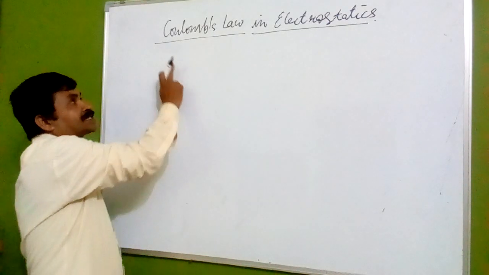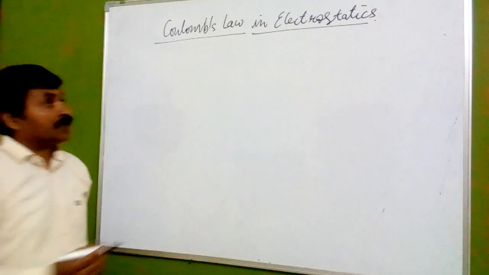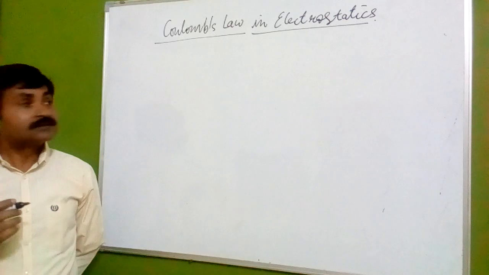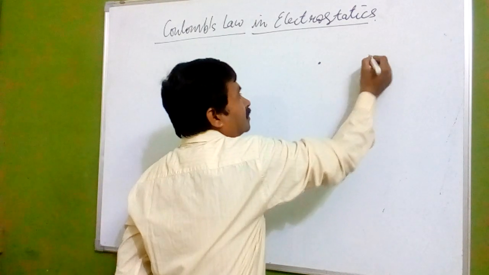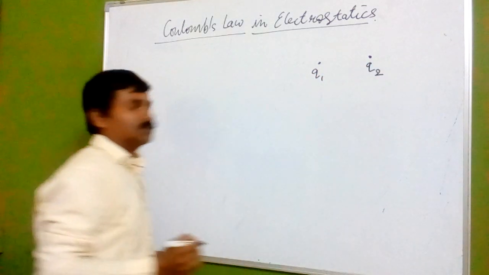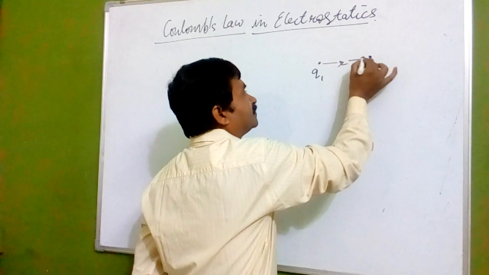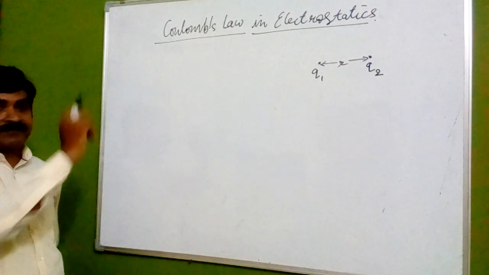Now we are going to discuss Coulomb's law in electrostatics. It gives us the force which is acting between two charges. Say we are assuming these two charges Q1 and Q2, which are separated at a distance of r. So there will be a force of attraction or repulsion.